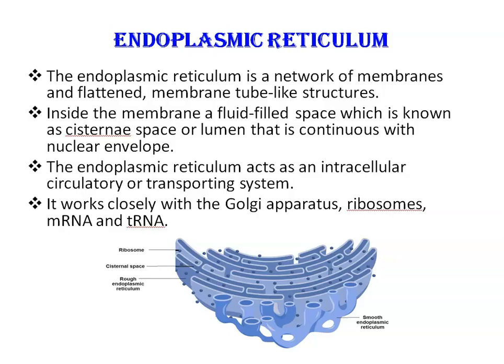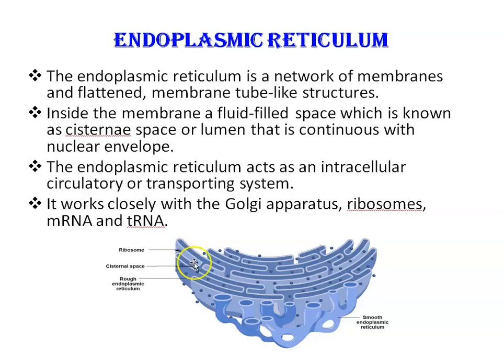First of all, we'll start with the endoplasmic reticulum. The endoplasmic reticulum is a network of membranes and flattened membrane tube-like structures. So these are called cisternae. Inside the membrane, a fluid-filled space is there, which is known as cisternae space or lumen, that is continuous with the nuclear envelope. The endoplasmic reticulum acts as an intracellular circulatory or transporting system. It works closely with Golgi apparatus, ribosomes, mRNA, and tRNA.